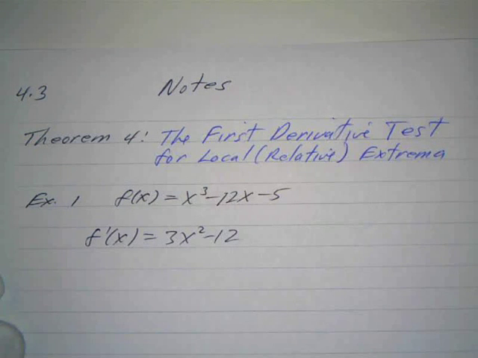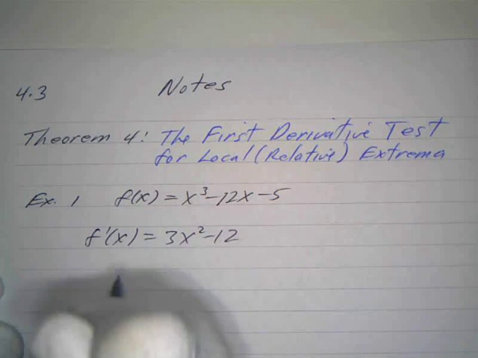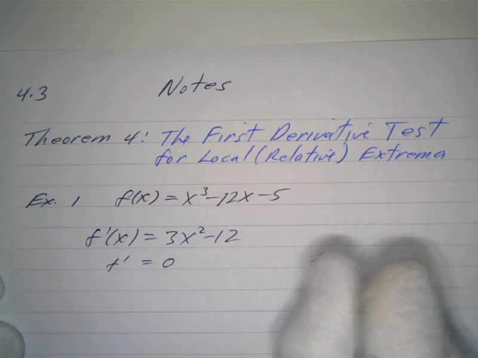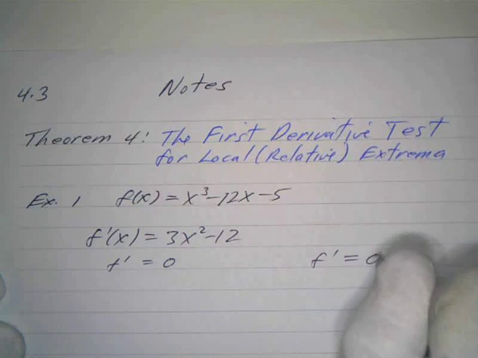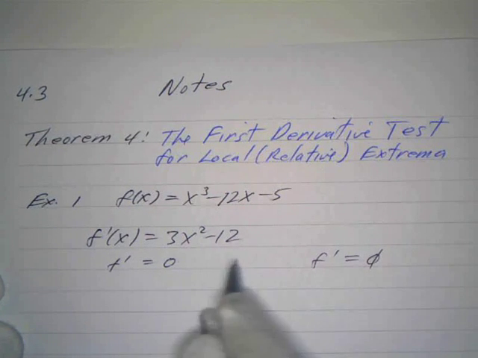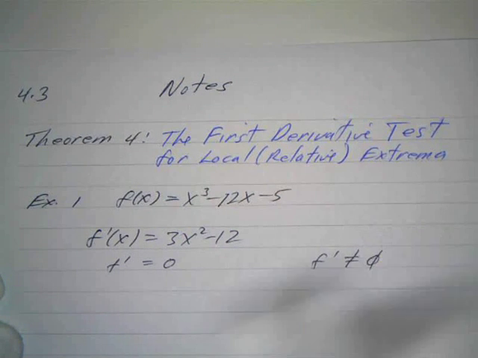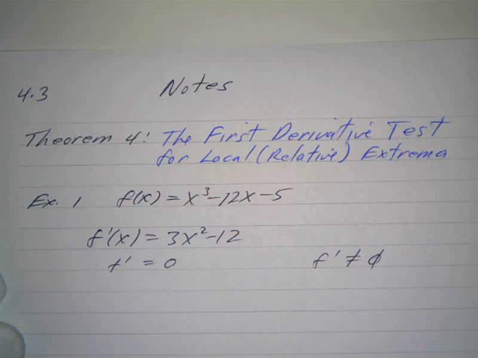And remember, we're only interested in places where this is going to be either equal to 0 or undefined, because those will be our critical numbers. So f prime equals 0 or f prime is undefined. Well, this is just a nice parabola, so that's not going to be an issue, so it's not going to be undefined. So where would it be equal to 0?